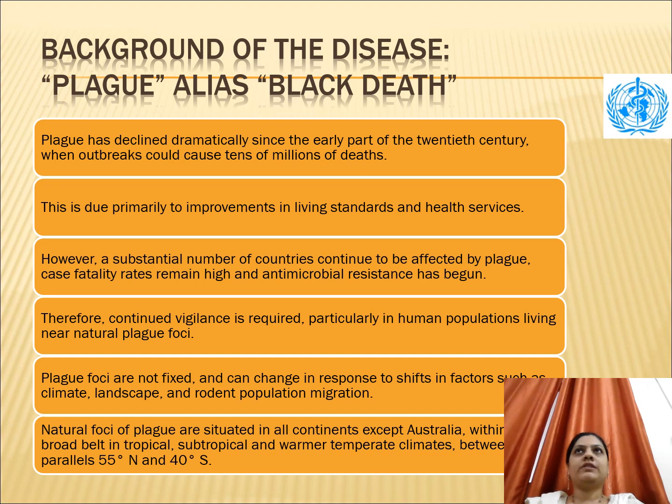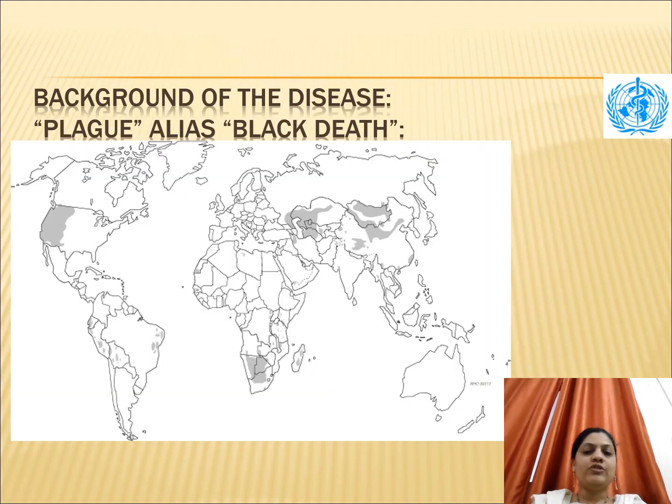Plague foci are not fixed. The focus can shift, and it can shift because of factors related to climate change, landscape, and rodent population migration. Natural foci of plague are situated in all the continents except Australia, within the broad belt in tropical, subtropical, warmer, temperate climates. As you can see in this diagram, all the countries are affected except for Australia.